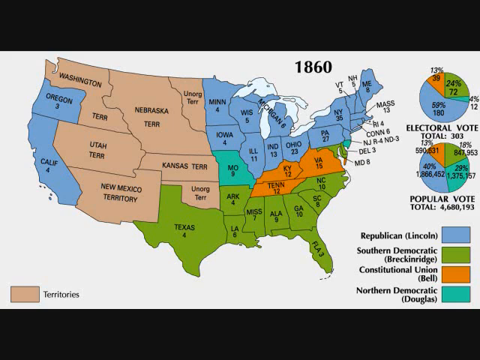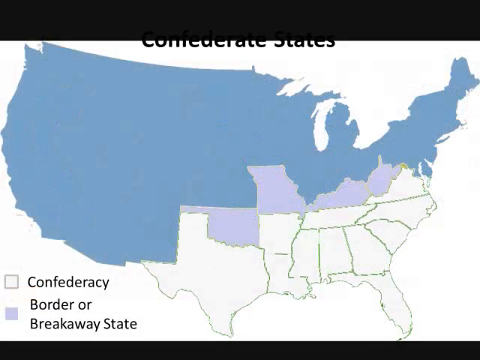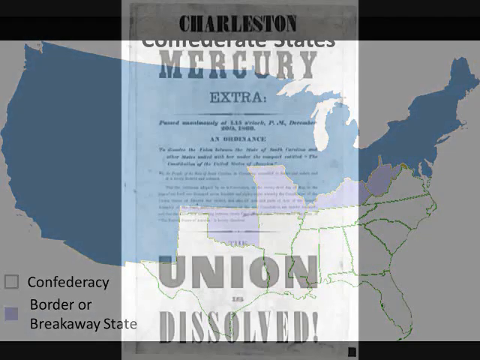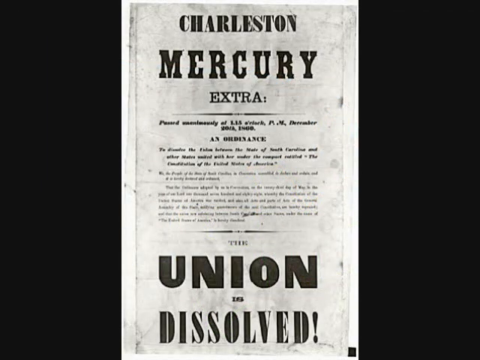Afraid that Lincoln would ban slavery from the South, various Southern states decided to secede from the Union and formed a Confederacy. In December of 1860, South Carolina decided to secede from the Union and join the Confederacy. This was the downturn into the Civil War.